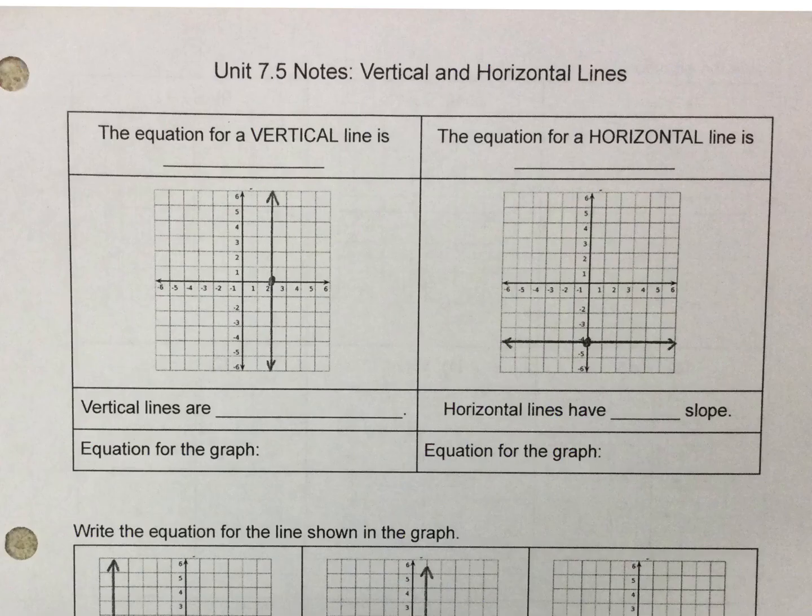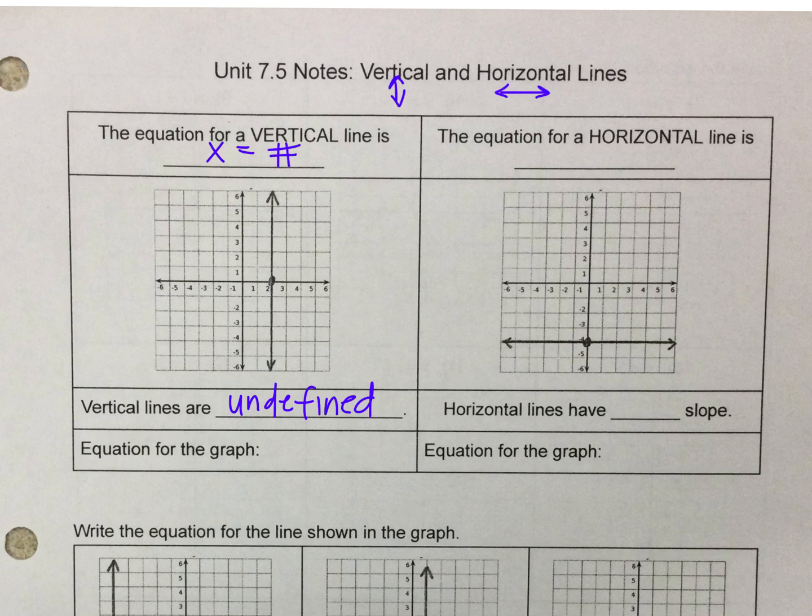On your 7-5 notes, we're going to talk about vertical lines. Vertical lines are the ones that go up and down. And horizontal lines, those are the ones that go side to side. The equation for a vertical line is always going to be x equals a number. I'm just going to write number. That means a number, any number. Okay? Vertical lines are, well, when I look at that graph, it's undefined. Remember, when I have an up and down line, it has an undefined slope.